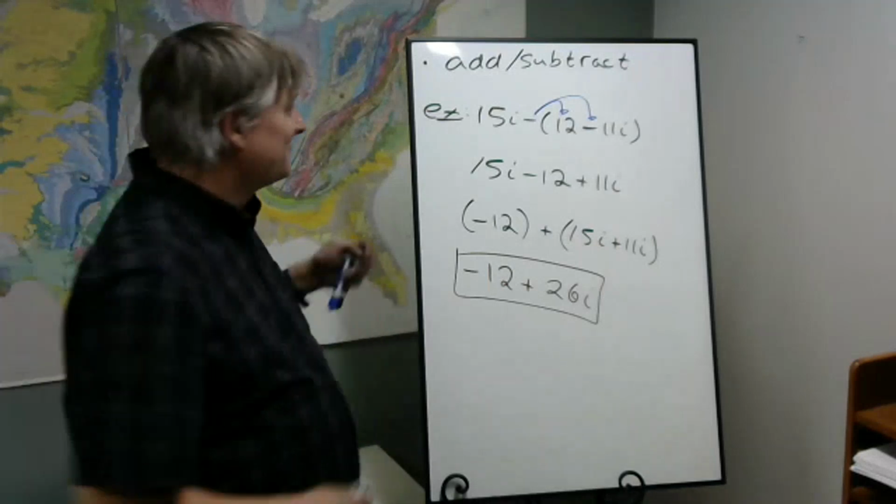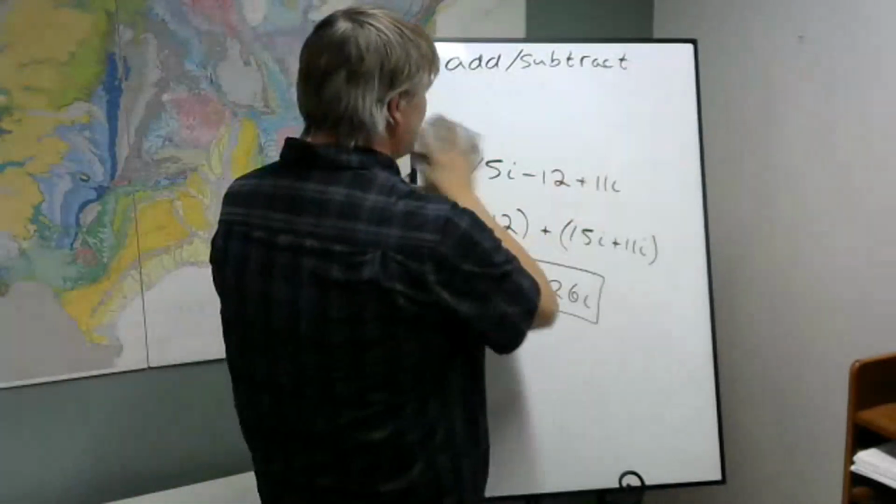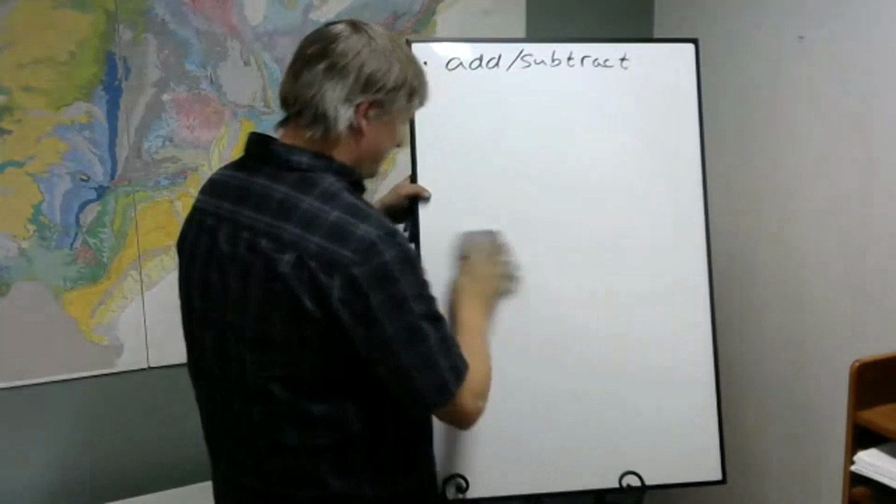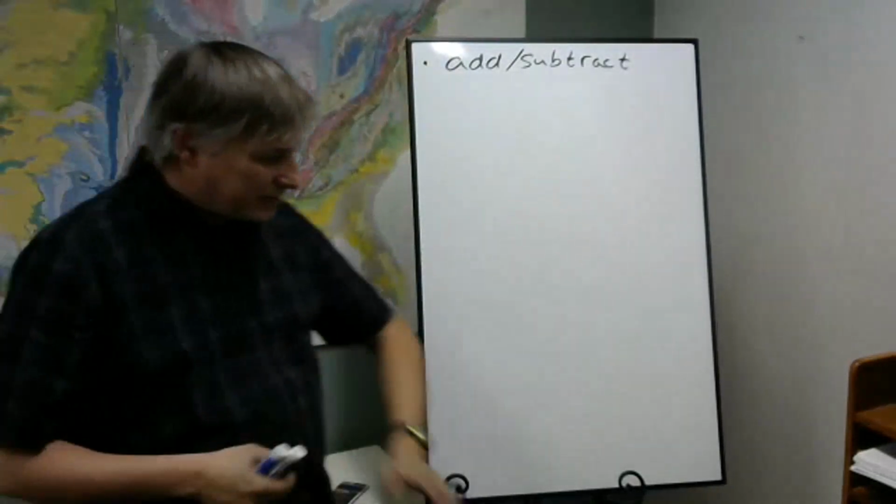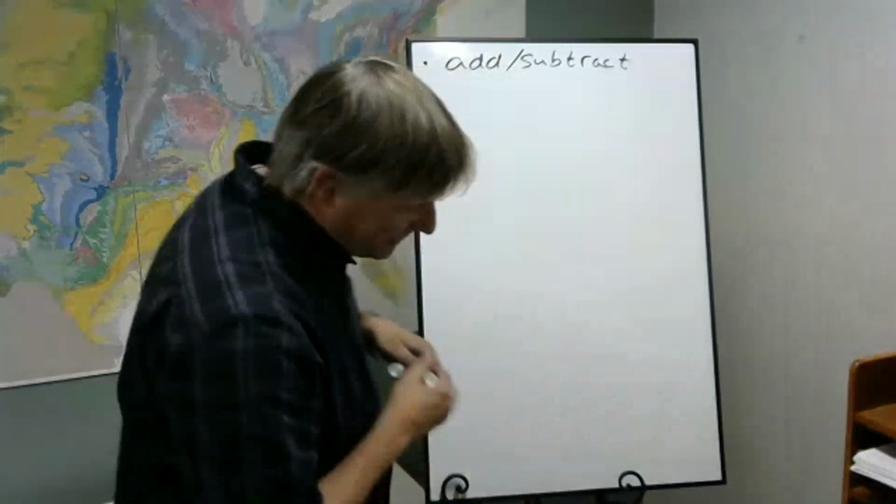I'm going to do one more of these. I'll throw some square roots in here. And at least for the ones showing up here, the square roots are going to be the same. So that means they're going to be considered like terms. So let's say we have this.